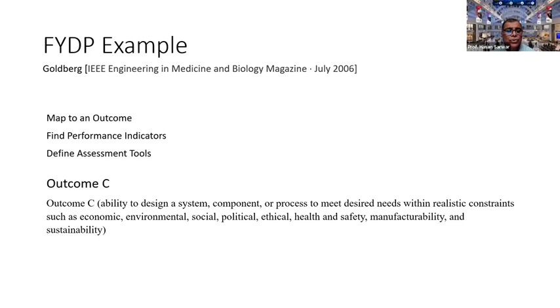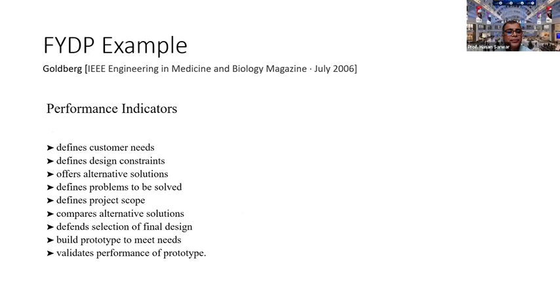This outcome shows that the student has to demonstrate the ability to design a system, a component or process to meet desired needs within realistic constraints such as economic, environmental, social, political, ethical, health and safety, manufacturability, and sustainability. So the student has to achieve this outcome, known as outcome C, as per ABET's prescription.